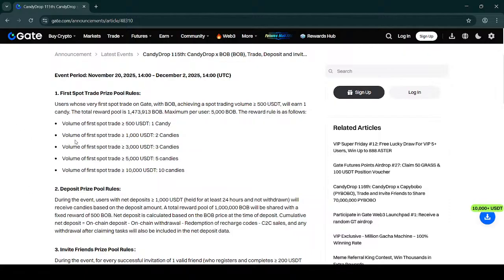A volume of 1000 USDT gets 2 candy, guys. So a volume of 3000 USDT, 3 candy, guys. A volume of 5000 USDT, 5 candy. And a spot trade volume of 10,000 USDT, 10 candy, guys.